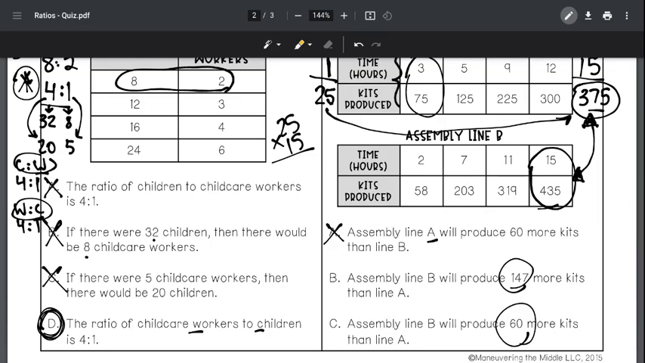So you could do 435 minus 375. 5 minus 5 is 0. Can't do 3 minus 7, so you got to regroup. 13 minus 7 is 6. 3 minus 3 is 0. So the answer is C. Company B made more. They were able to make 60 more kits than Company A.